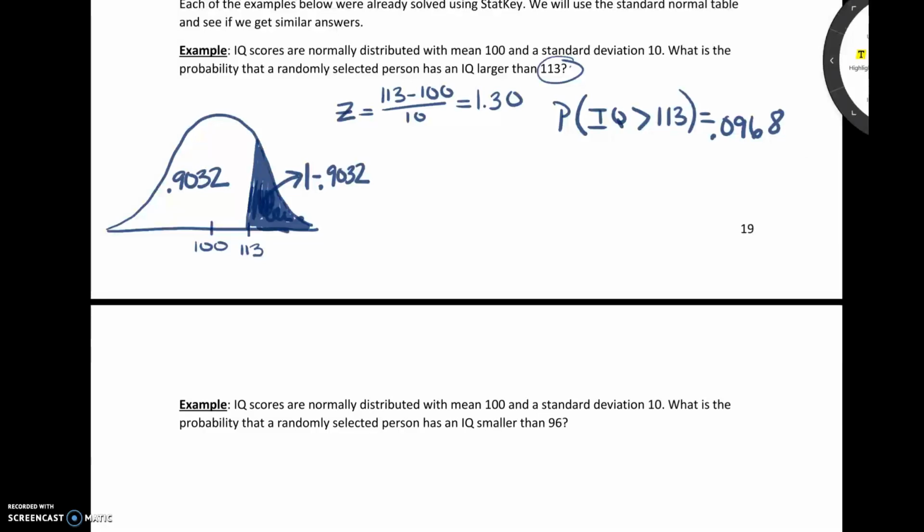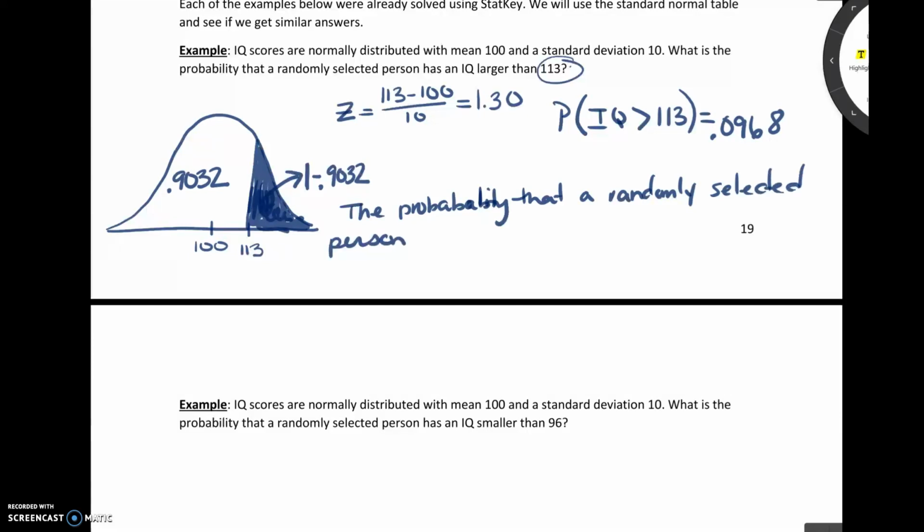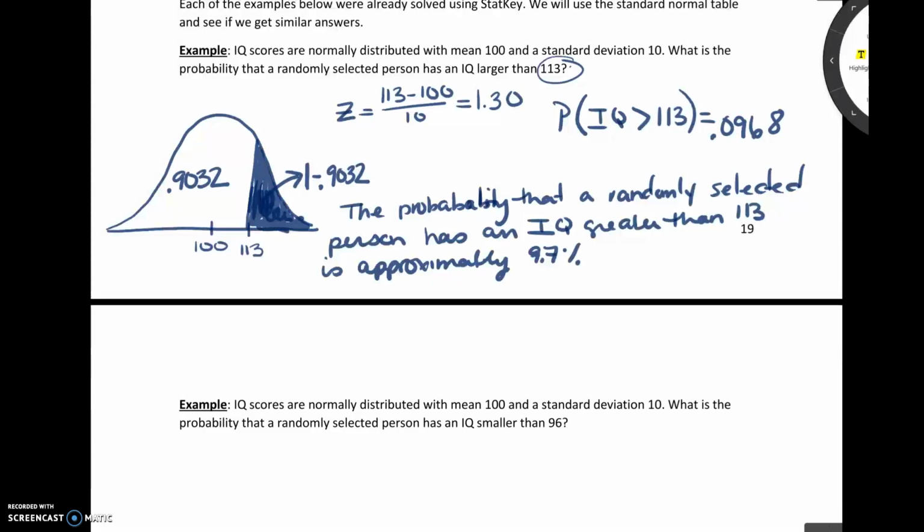So, we can always write this in terms of the problem. In terms of the problem, this tells me the probability that a randomly selected person has an IQ greater than 113 is approximately 9.7%, or you could have placed the decimal there.